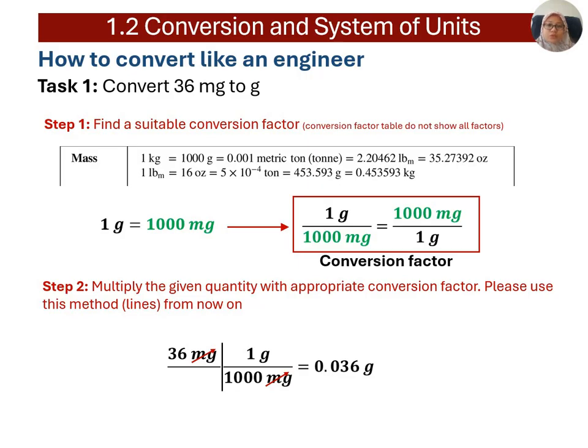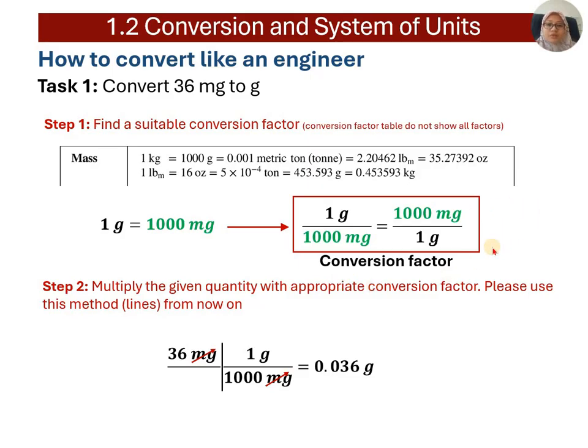Okay, now let's learn how to do unit conversion like an engineer. So the first task is very simple. Convert 33 milligram to gram. The first step to do conversion is to find a suitable conversion factor. You can use the conversion table that is provided, but sometimes the information is not there. So you have to use the knowledge that you already know. For example, for now you have to use this, which is 1 gram equal to 1000 milligram, and then you convert that to a conversion factor.